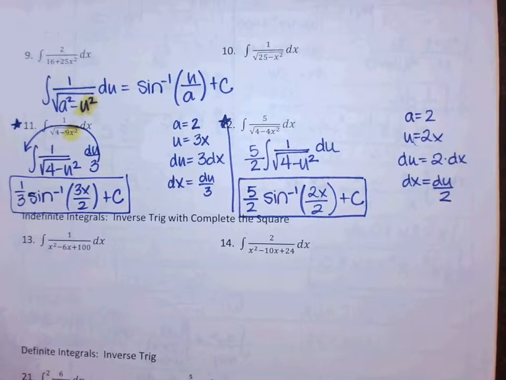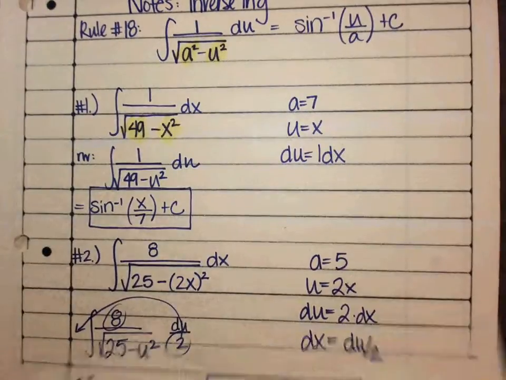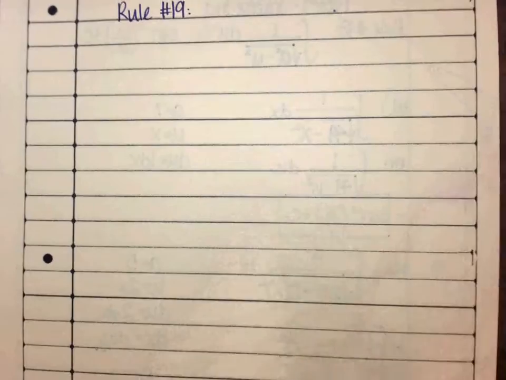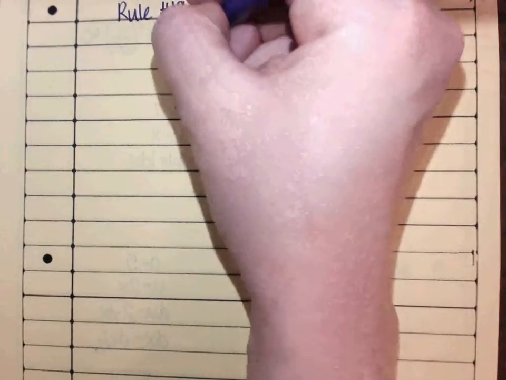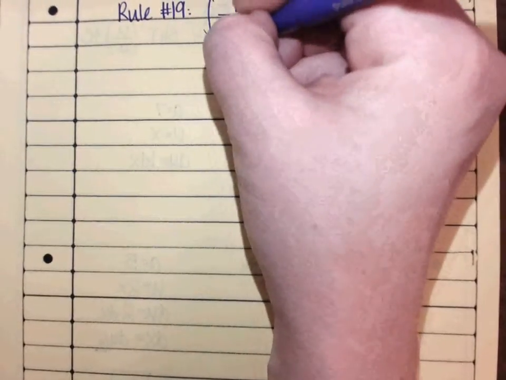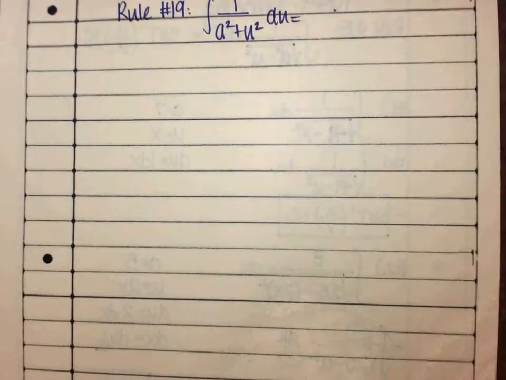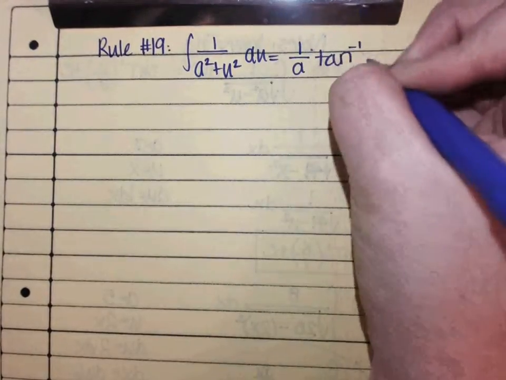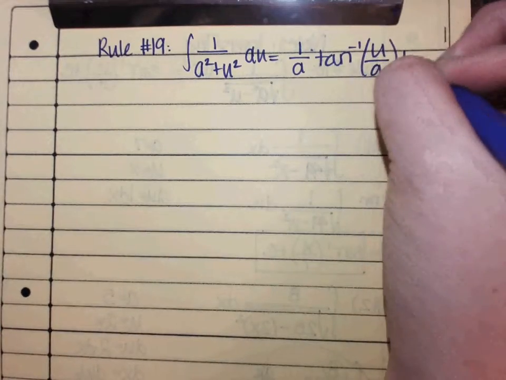The other rule that we're now going to practice in your notes is rule number 19. So if you have your sheet, go ahead and write it at the top. Those were both inverse sine. Now we're doing inverse tan. Rule number 19 says this: the integral of 1 over a squared plus u squared du is 1 over a inverse tan u over a plus c.